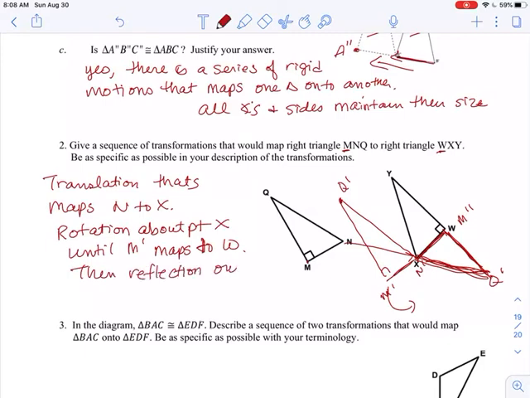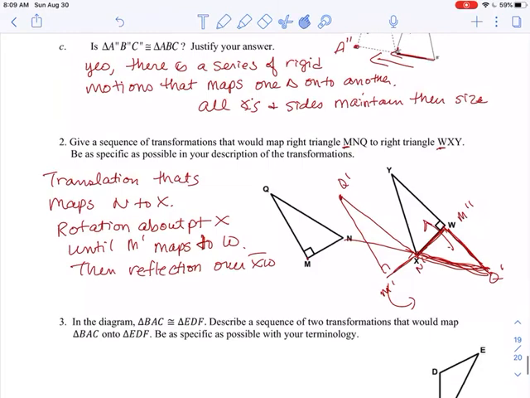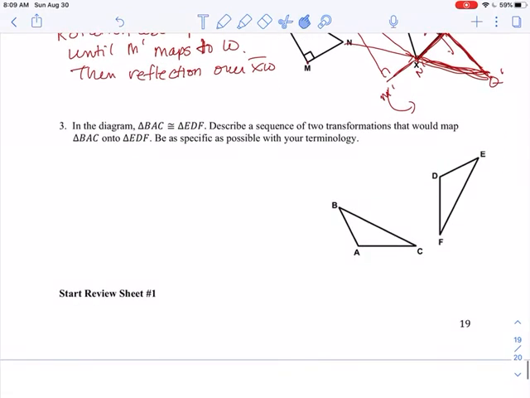Then I'm going to do a reflection over XW. So I was trying to be as specific as I can, but I'm also just writing it out sort of as it's occurring using sentences. So first you want to translate it so that a point touches another point. Then you want to rotate it so a side touches another side. And then finally you can do that reflection. And once I reflect it, I would be right here.